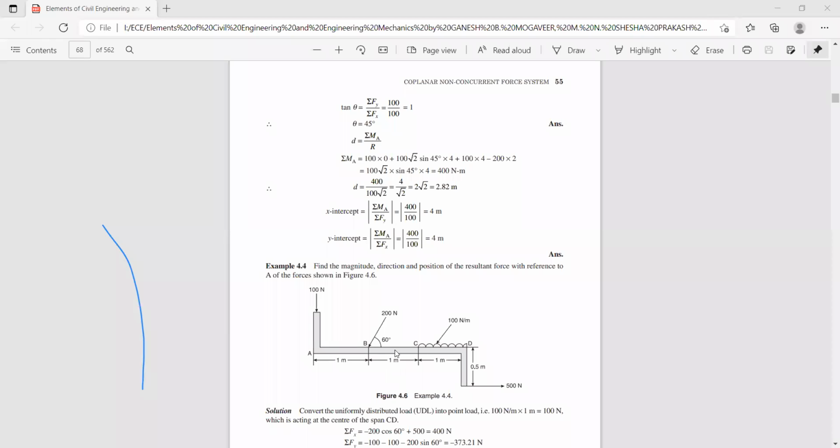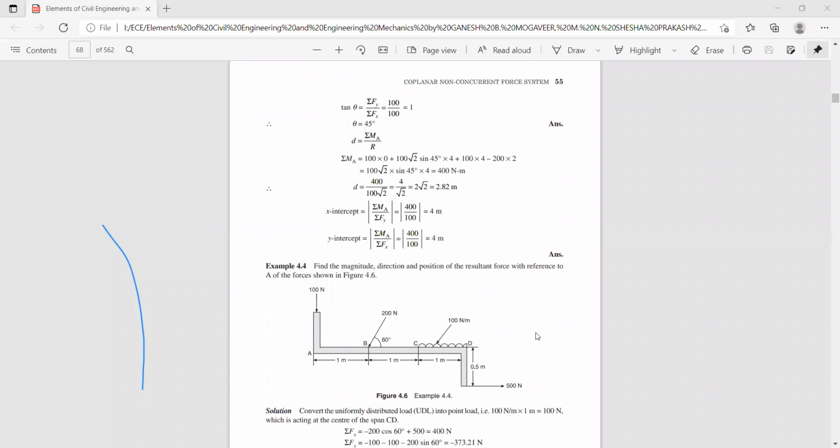So sigma F x is minus 200 cos 60 plus 500. You can see here the 500 Newton force is acting parallel to the x-axis. Sigma F x is minus 200 cos 60 plus 500, which works out to be 400 Newton.